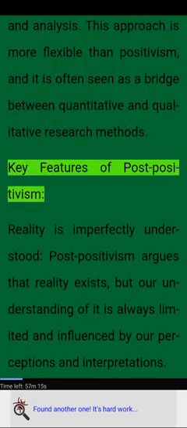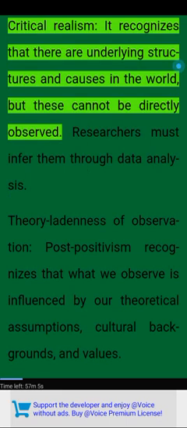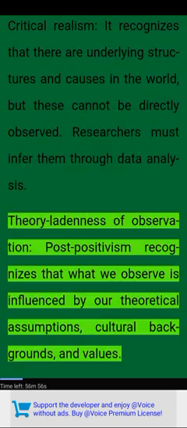Key features of post-positivism. Reality is imperfectly understood. Post-positivism argues that reality exists, but our understanding of it is always limited and influenced by our perceptions and interpretations. Critical realism. It recognizes that there are underlying structures and causes in the world, but these cannot be directly observed. Researchers must infer them through data analysis.